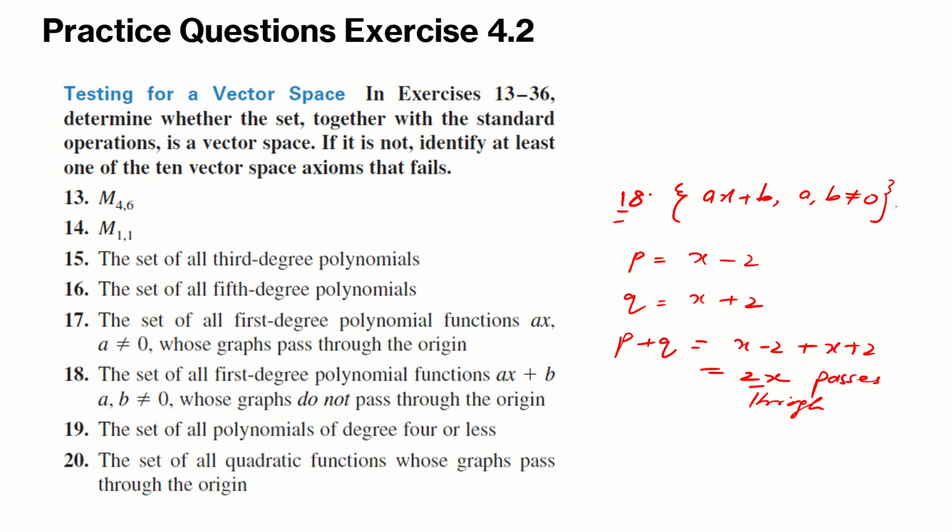इसमें b जो है वो 0 के बराबर आ गया है तो ये ऑरिजिन से पास हो रहा है. इसका मतलब ये है कि कौन सा कंडीशन सेटिस्फाइड नहीं हो रहा? कंडीशन नंबर 1 इज नॉट सेटिस्फाइड, एक्सियम 1 इज नॉट सेटिस्फाइड. Therefore, it is not a vector space, not a VS. I may use VS in future. तो ये वेक्टर स्पेस नहीं होगा.